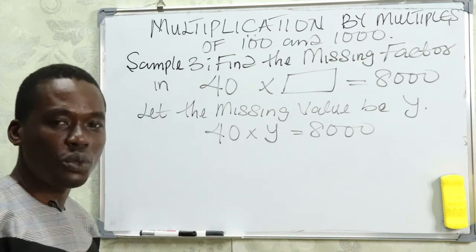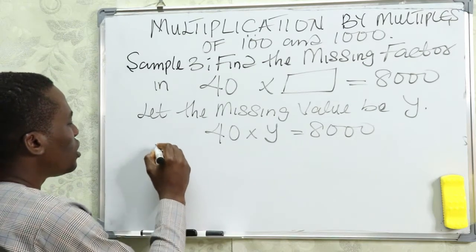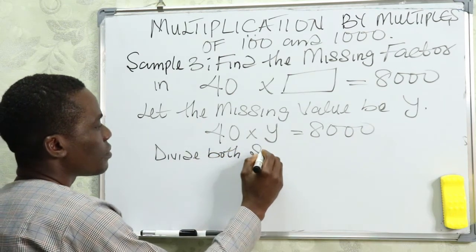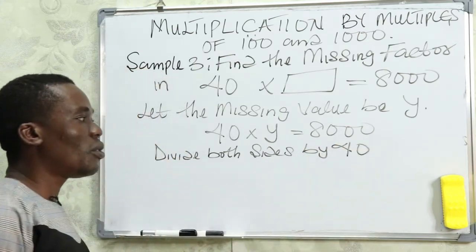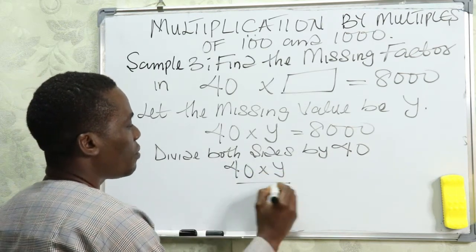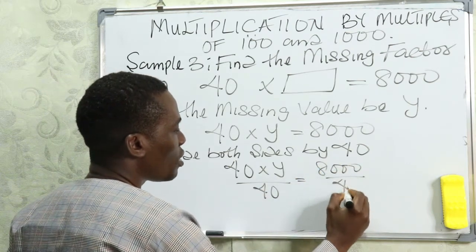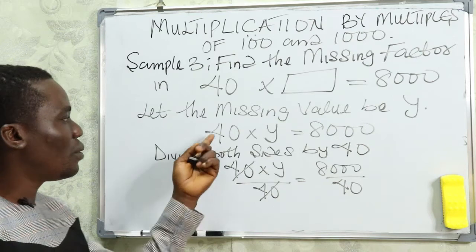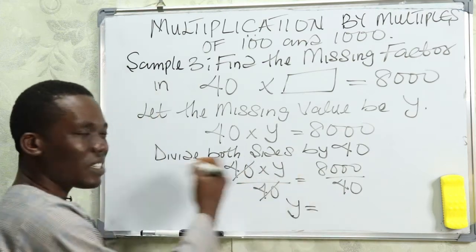Now let's go back to what we are doing. Now we have 40 times y equals to 8,000. What we'll do is divide both sides by 40. Once you divide both sides by 40, because we have multiplication here, we'll have our 40 times y divided by 40 equal to 8,000 divided by 40. So you see, this 40 can now cut this 40. That is why we are dividing it by 40, so that 40 can cut 40, and then we'll have only y remaining in this side of the equation.